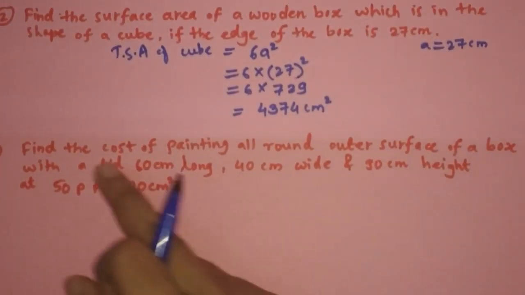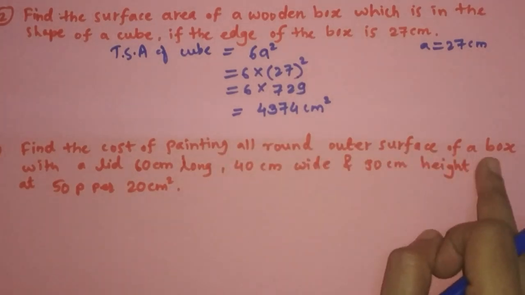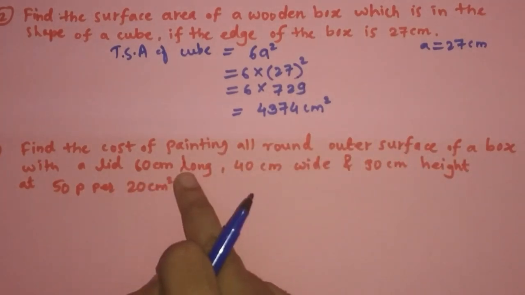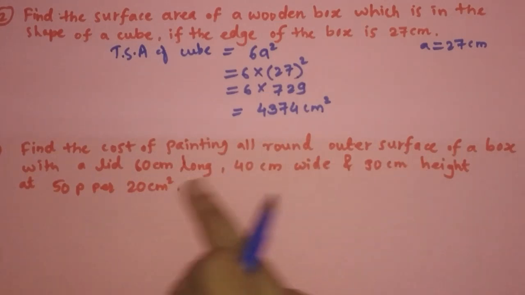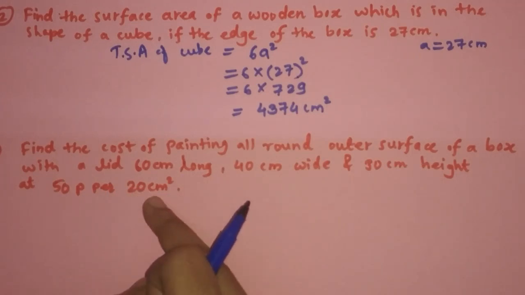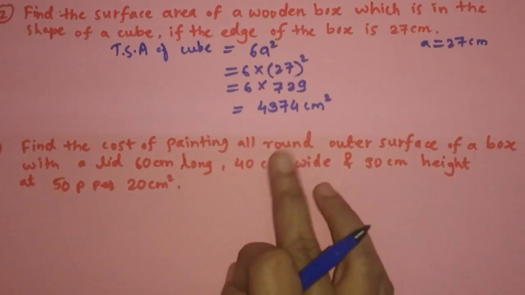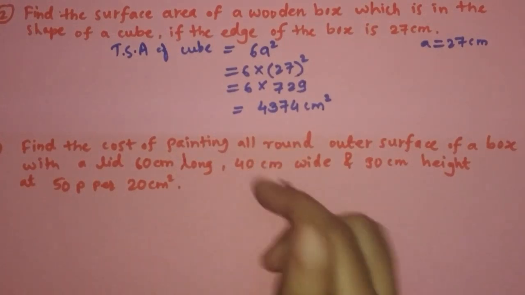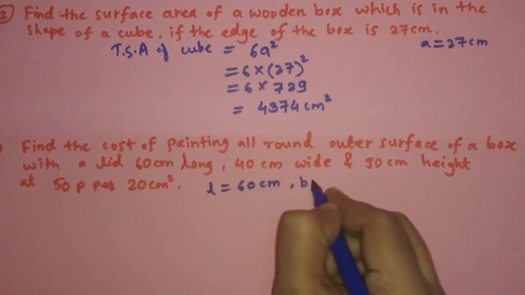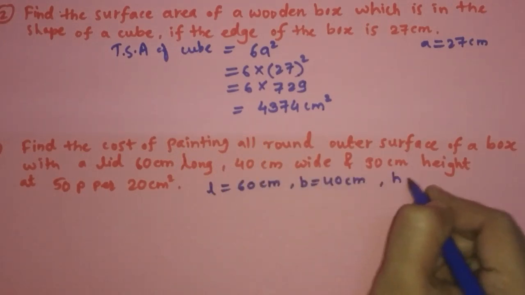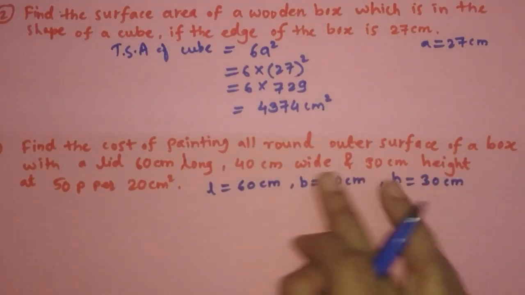Now the next question is: find the cost of painting all around the outer surface of a box with a lid, 60 centimeter long, 40 centimeter wide and 30 centimeter height, at 50 paisa per centimeter square. So here all 3 dimensions are given, and it is going to be a cuboid. So we'll write length is 60 centimeter, breadth is 40 centimeter, and height is 30 centimeter. And these are all in centimeters, so we can proceed here.